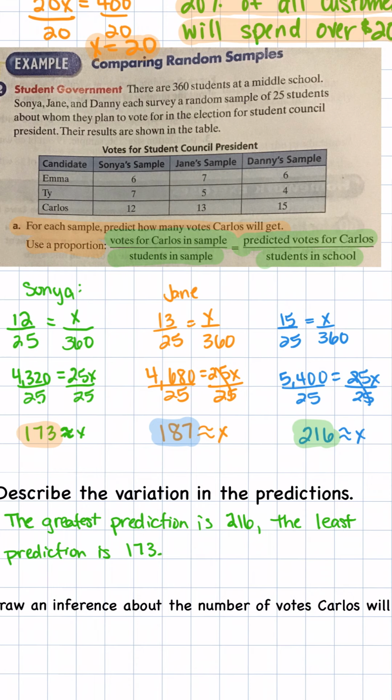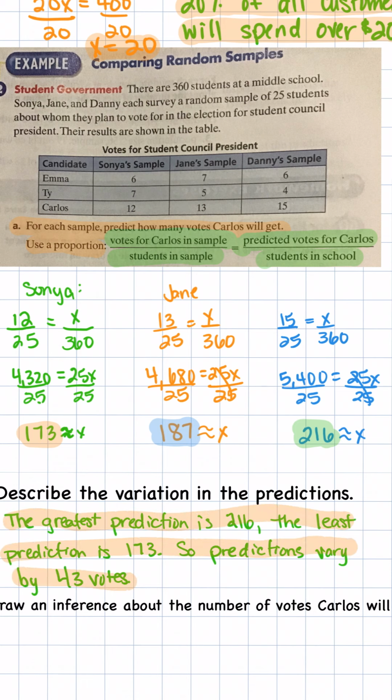And then we want to subtract these. So when you subtract 216, subtract 173, you get 43. So predictions vary by 43 votes. There's going to be a lot more writing words in this section, this lesson, than you're used to.